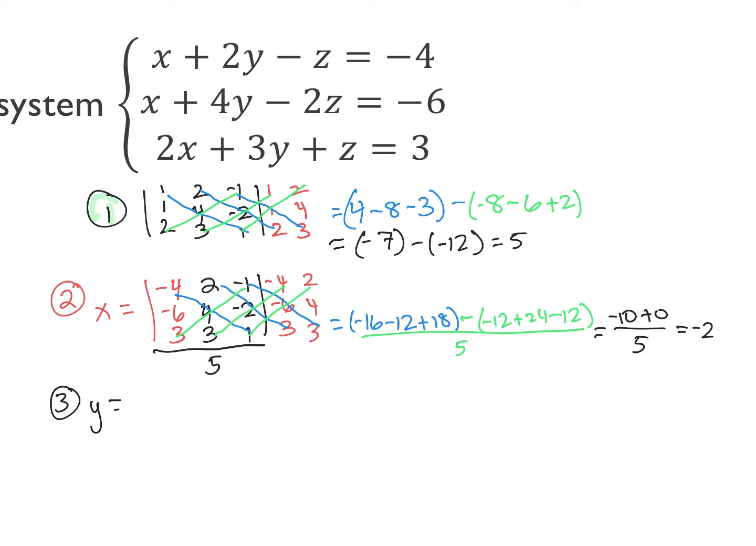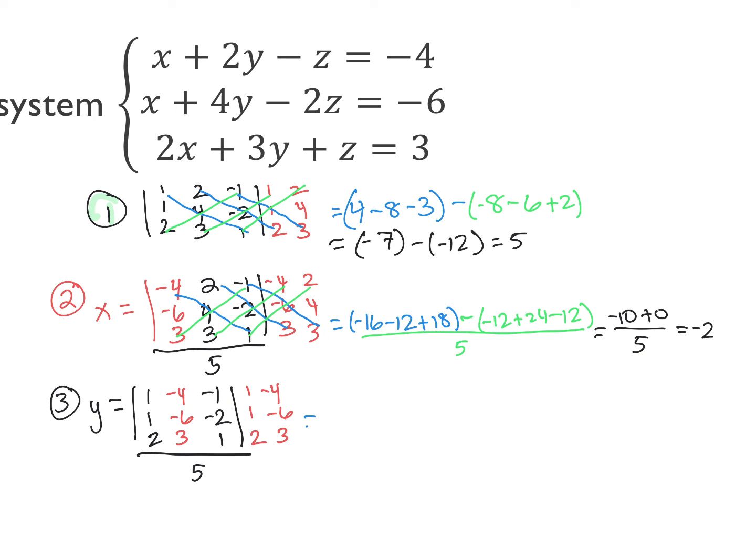So Y equals, notice this time we'll replace the Y column with what the system equals. So the Y column becomes the -4, the -6, and the 3. The X and Z columns remain the same as the original coefficients, and we'll divide by our answer from step 1. So just like we did before, we're going to copy the first two columns so we can use our diagonal method.